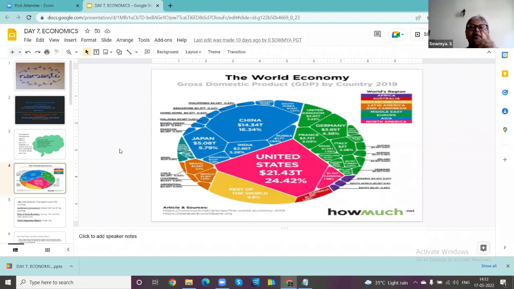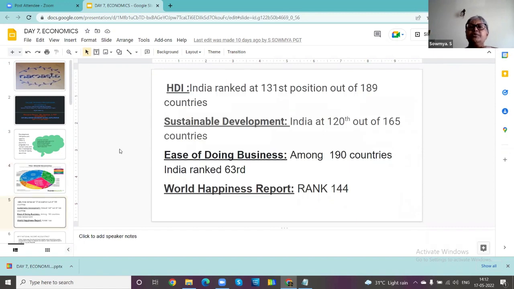Even now, the economic indicator is one of the major indicators. The per capita income and the GDP of the country matter a lot: how big an economy, how influential an economy, how powerful an economy. All these details you will get to know through the indicators.